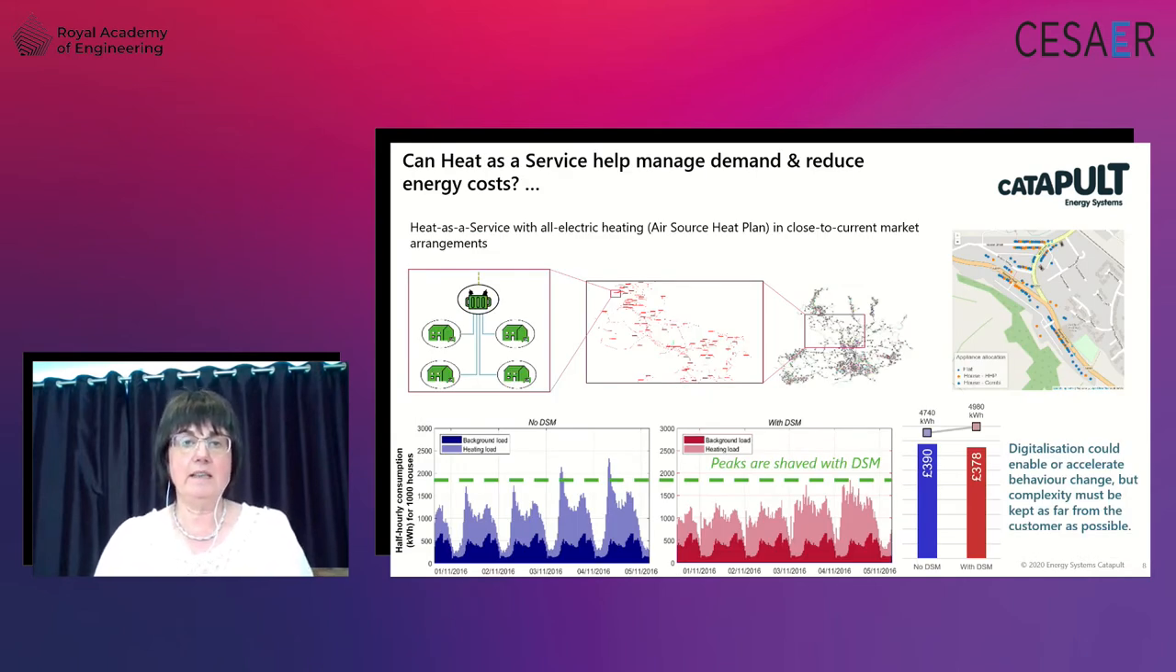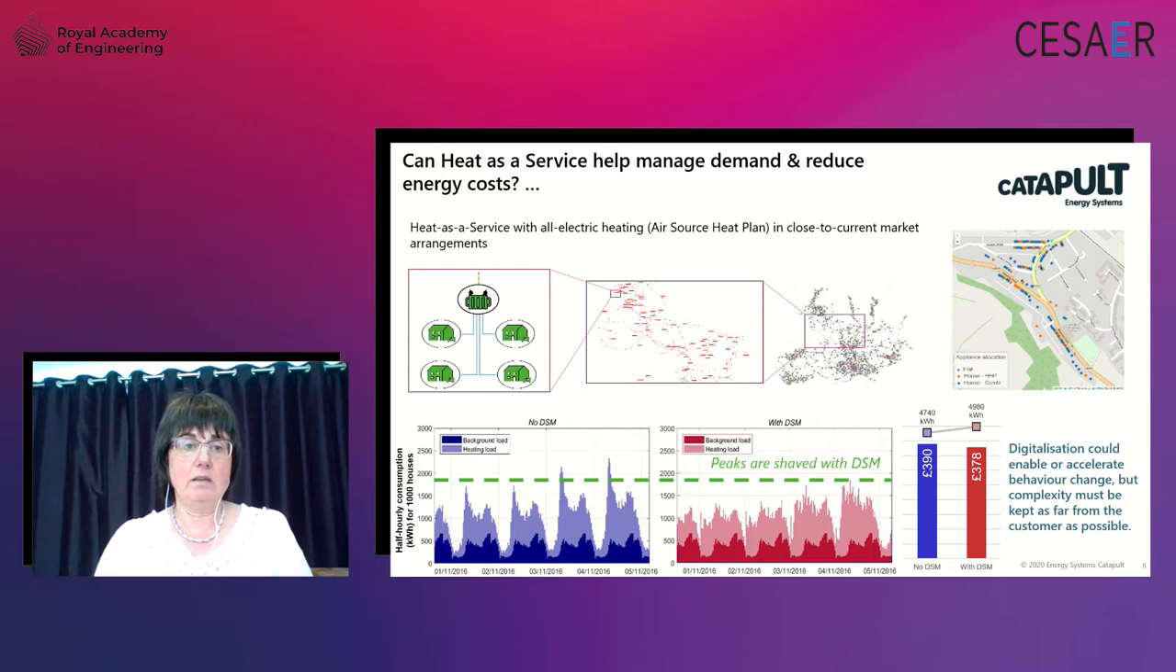In addition to testing it in the living lab, we have also used our simulation tool to assess if heat as a service could help manage demand and reduce energy cost. For this simulation, we have used 1,000 homes in Bridgend, and we assumed near current market conditions. The blue chart on the left shows how peak demand would exceed network capacity, shown as a green dotted line, during peak times.